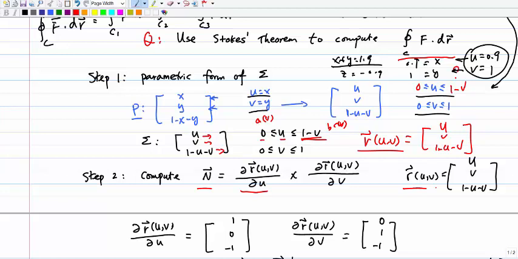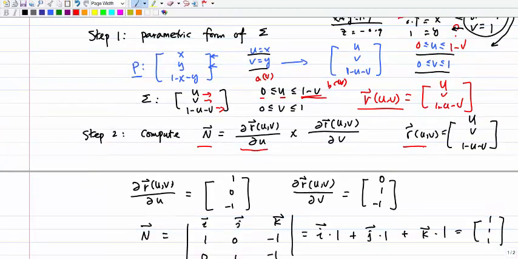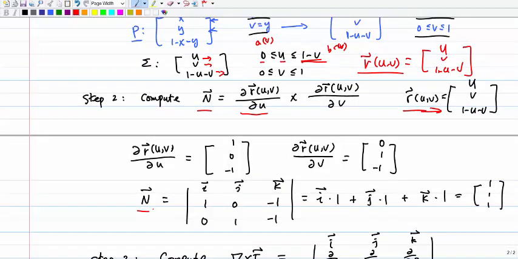Now partial r over partial u: if you consider this is my r, the first component is 1. The second, v, is not a function of u, so it's 0. The last one, 1 minus u minus v, over partial u is negative 1. For partial r over partial v, you do the same thing: 0, 1, negative 1. So let's compute n. N is just a cross product of these two. Let's write it over here.